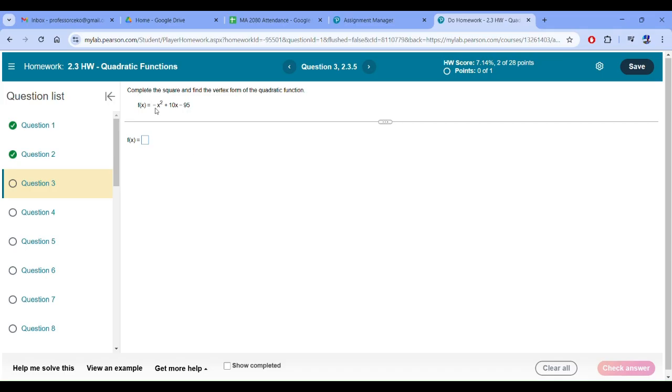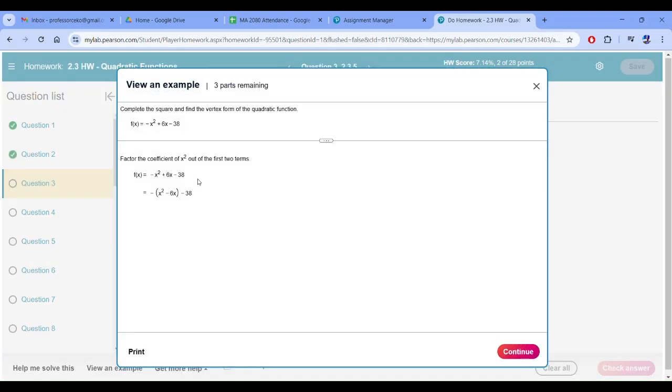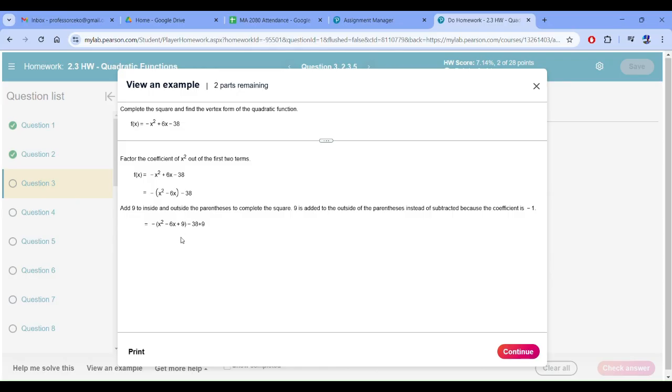Alright, so now here what you'd have to do is factor out the negative 1. Hopefully you guys see, I'm just going to give you an example. It's the same exact thing. You find this, you complete that square by adding it to both sides, and then you continue.